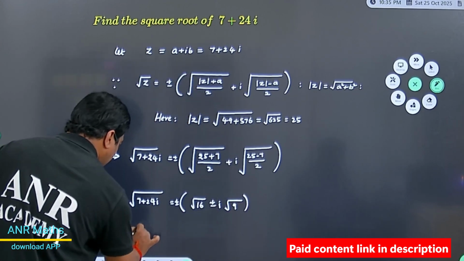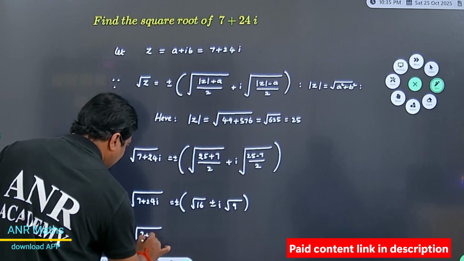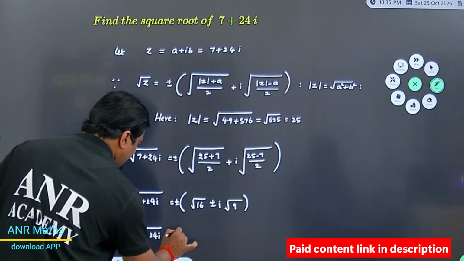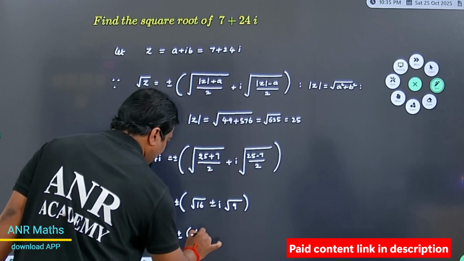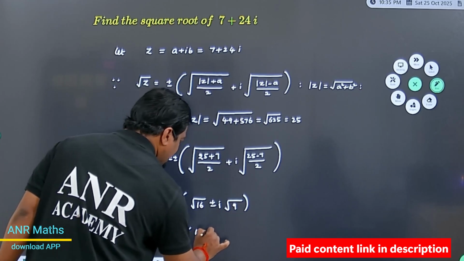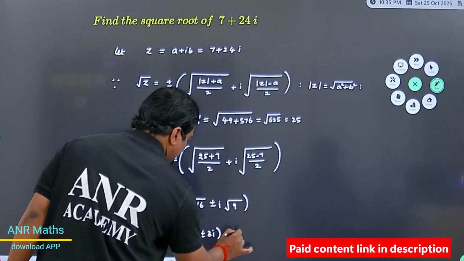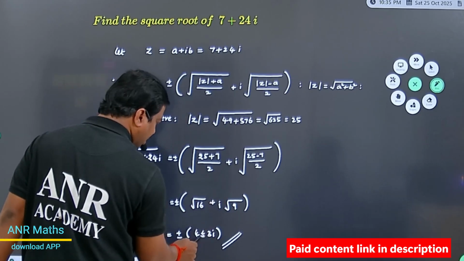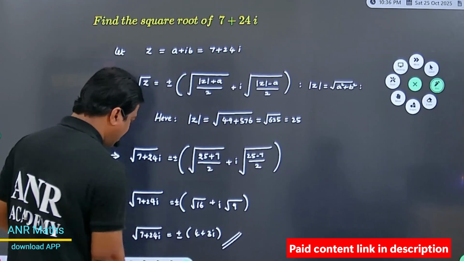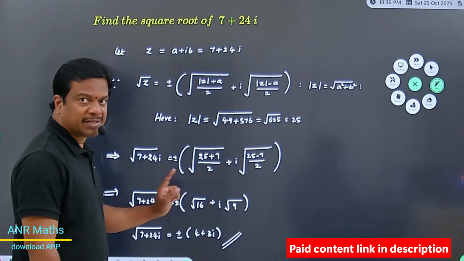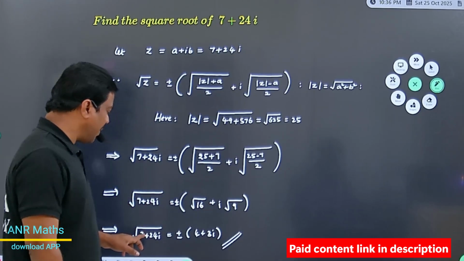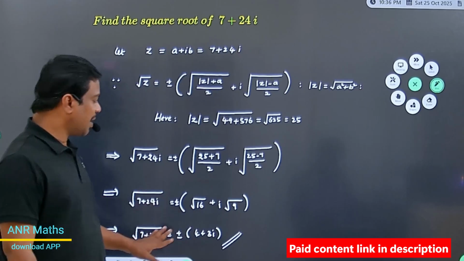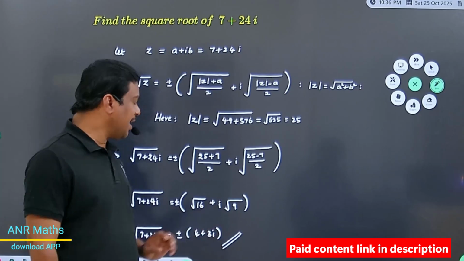Implies I can write the square root of the given complex number as plus or minus 4 plus or minus 3i. Here it is not a minus sign. In the question, if you have a plus sign, there you have to write plus. So here you have a plus sign, so that answer is plus or minus (4 plus 3i). That's it.